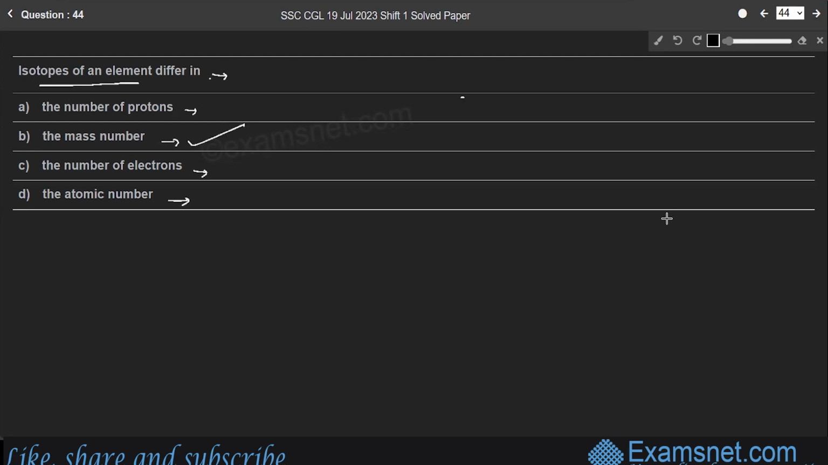So consider an element or an atom. In the nucleus, there are protons and neutrons present. The number of protons plus neutrons is equal to the mass number. Consider the example of carbon. In the case of carbon, the number of protons is 6. Its atomic number is 6, therefore the number of protons is equal to 6. The number of neutrons in a carbon atom is also 6. Therefore, its mass number is 12.